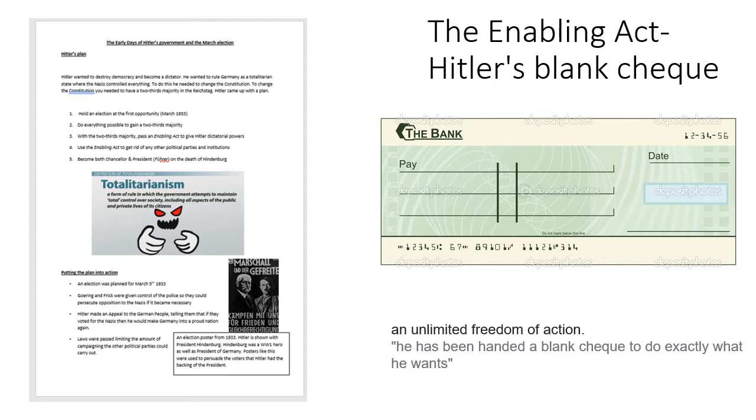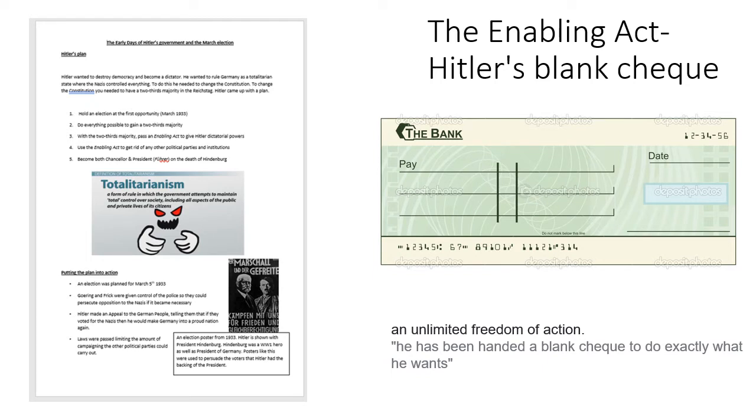Number 1. He's going to hold an election at the first opportunity, and this is scheduled for March of 1933. He's going to do everything possible to campaign to gain a 2/3 Nazi majority. And with the 2/3 majority, he's going to pass an enabling act to give himself dictatorial powers. He's then going to use the enabling act to get rid of any other political parties and institutions. And he's going to become both Chancellor and President, that is, Führer or leader, on the death of Hindenburg, who at this stage in 1933 is a very old man.